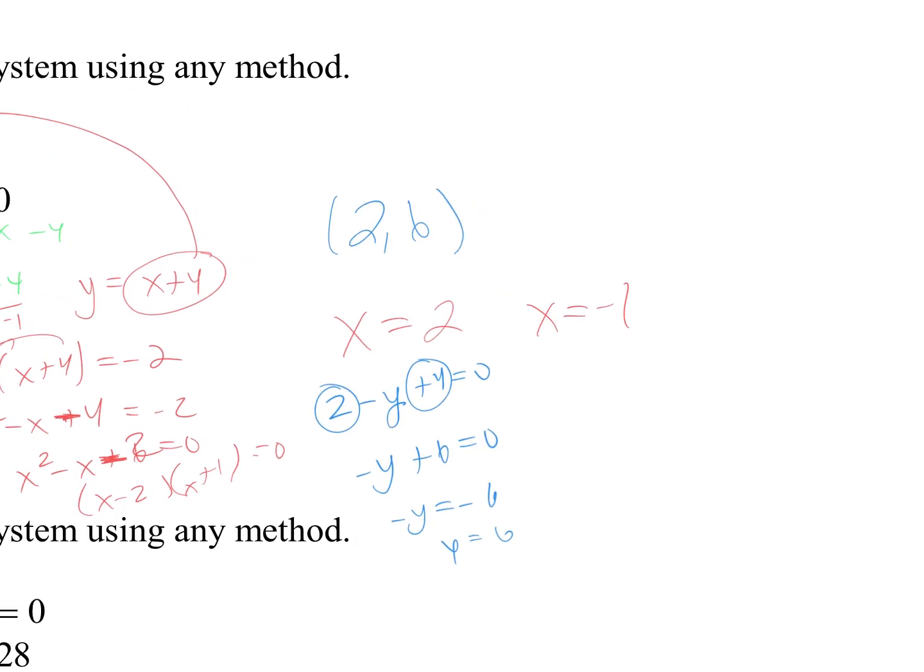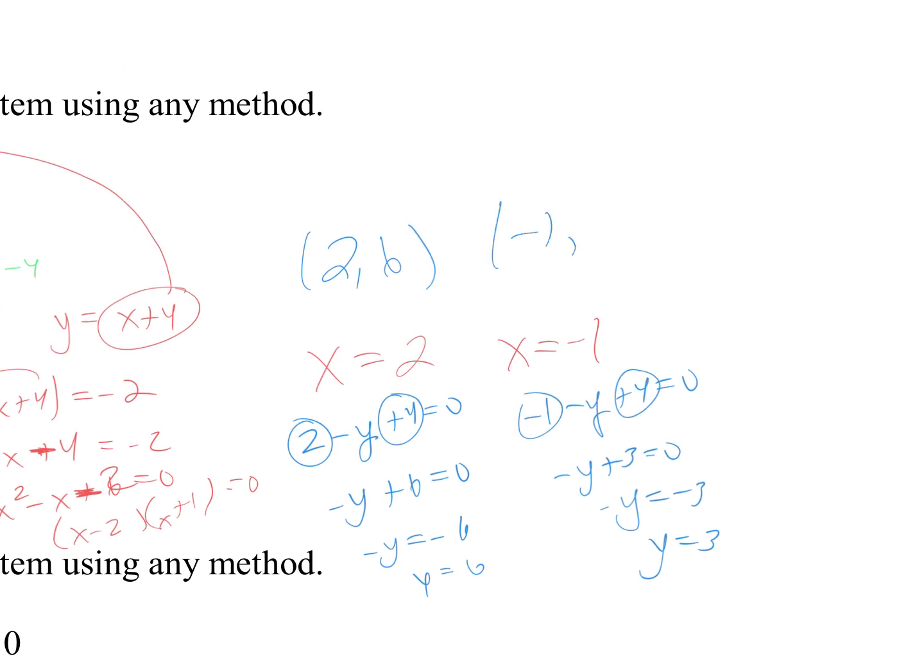Same thing on the other side. I have negative 1 minus y plus 4 equals 0. Well, what's negative 1 and positive 4? So I have negative y plus 3 equals 0. So negative y equals negative 3. y equals what? 3. So your other ordered pair here is negative 1, 3.